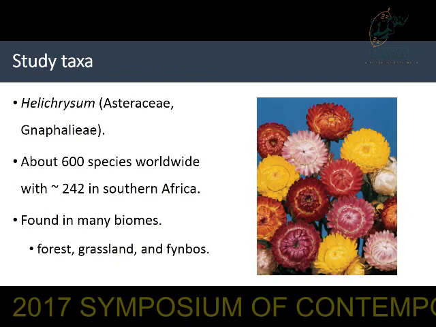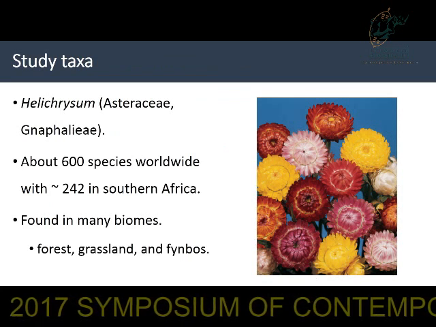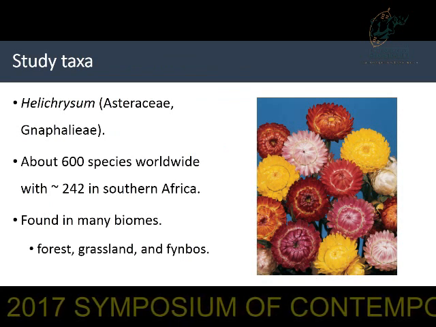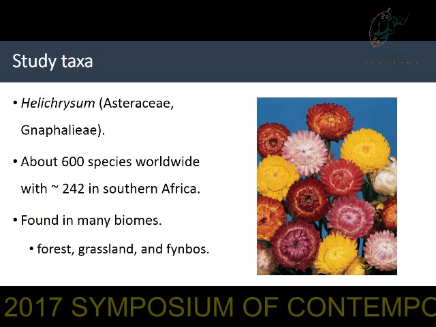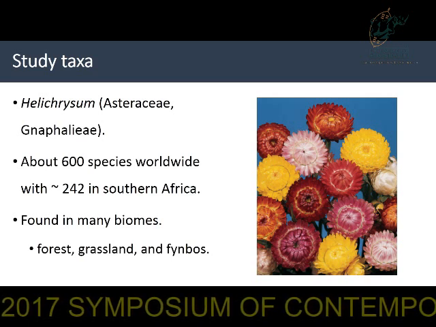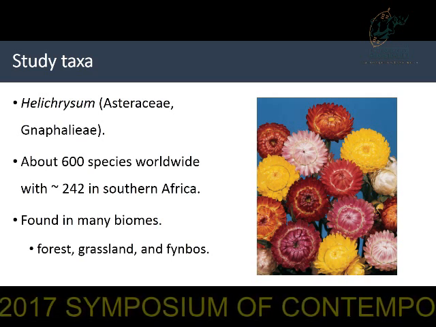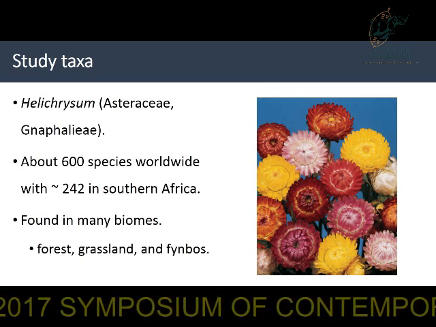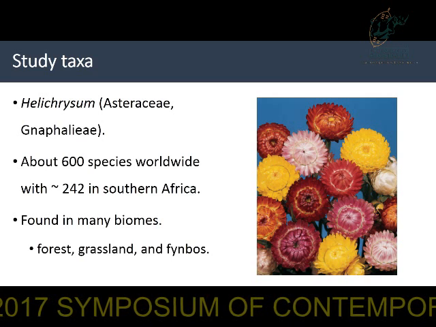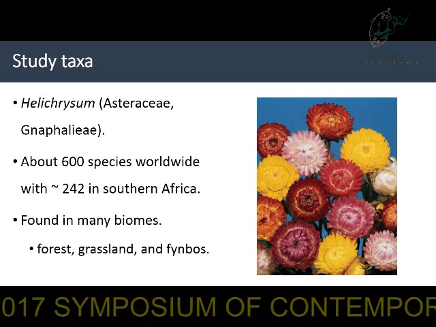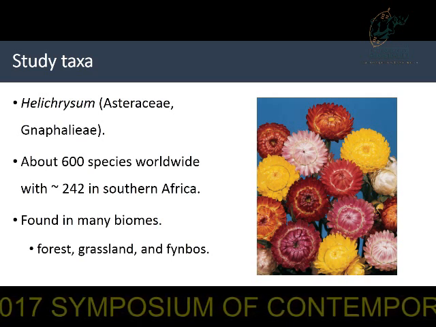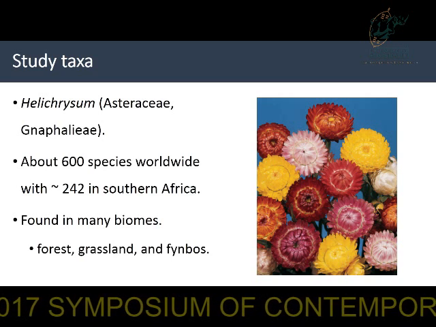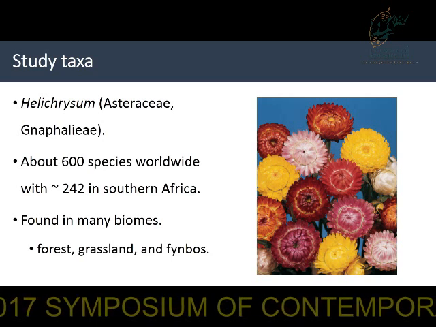The study taxon chosen for this was the genus Helichrysum, part of the Asteraceae family, commonly known as the everlasting daisy. There are about 600 species worldwide, with 242 in southern Africa. This genus was chosen because they are widespread and many species are highly endemic to the region. They are found in many biomes such as the forest, grassland, and fynbos biomes.